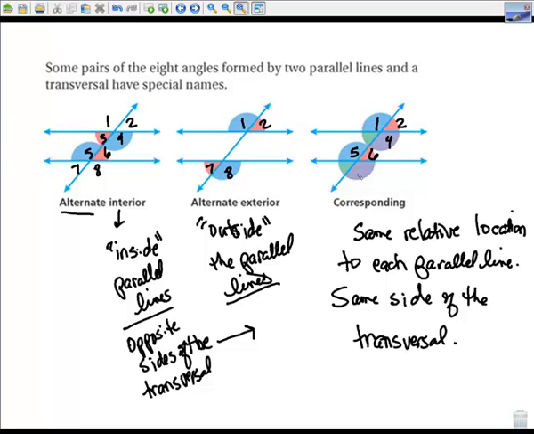Then we have 4 and 8. Again, they are both on the right side of the transversal, but 4 is below the line and 8 is below its line. And then finally you have 3 and 7. They are both on the left side of the transversal and they're both below their particular line.